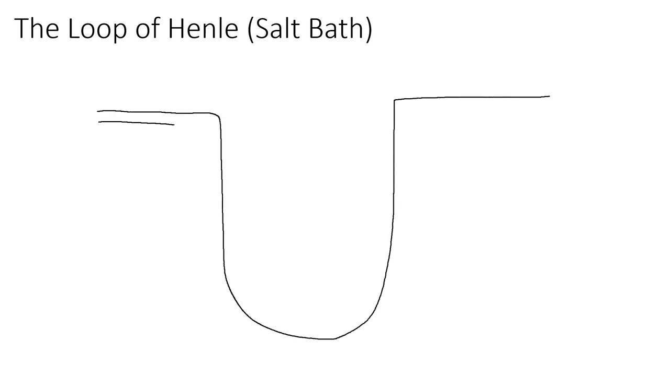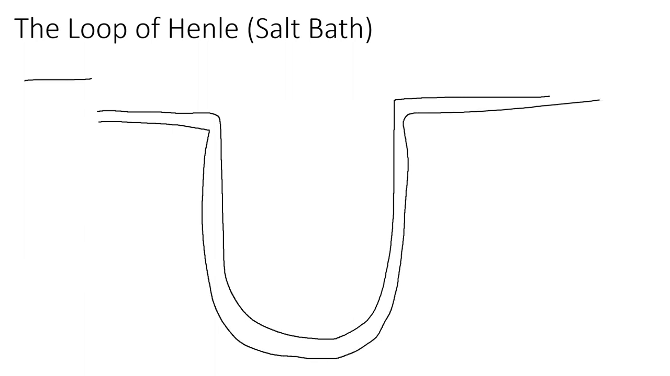So the loop of Henle is really quite easy to distinguish. It's the one that looks like a roller coaster. It drops down and comes back out. So the proximal convoluted tubule, we're going to be going this way. So here's the PCT, drops down into the loop and comes out as the distal convoluted tubule.